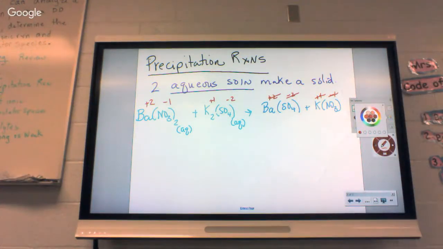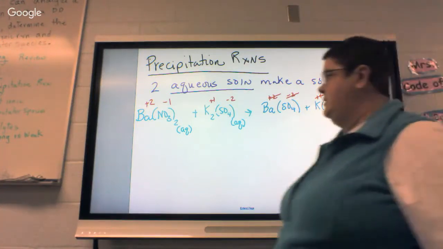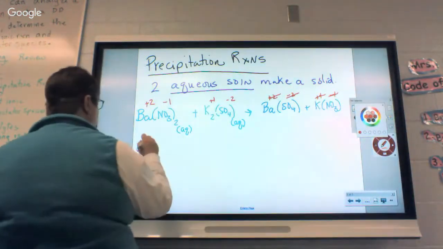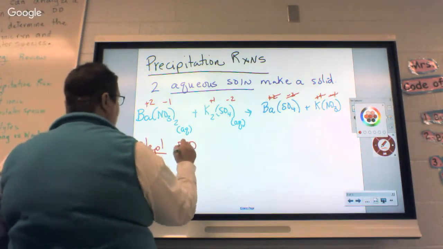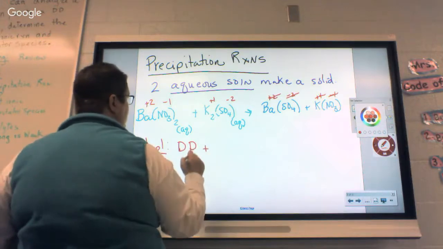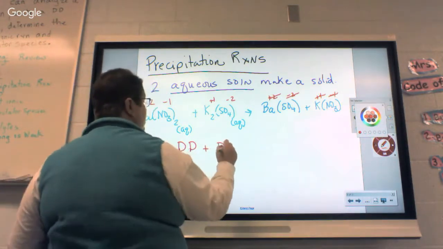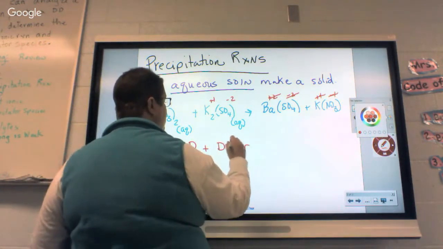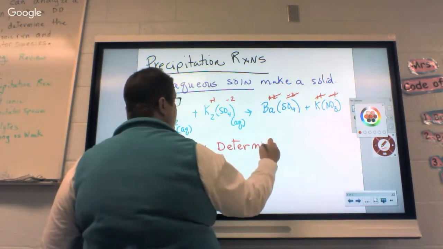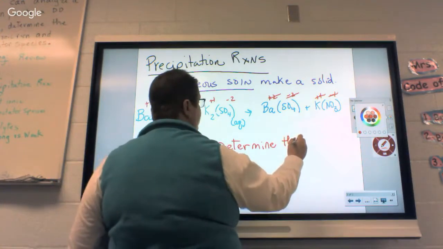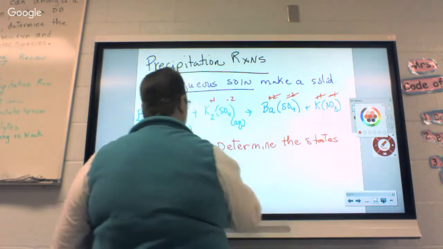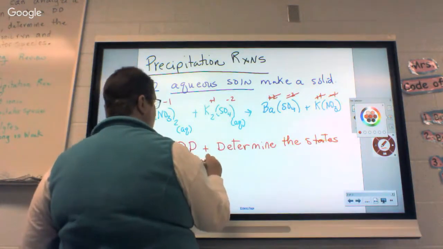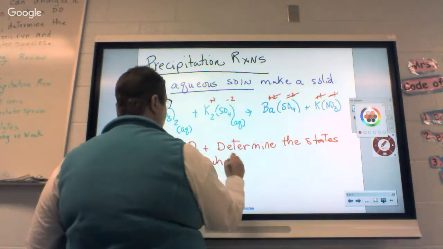All right, so when we wrote this step down before break, I said step 1 was to double displace, and what's the new piece? I said, what is the new piece? Okay, determine the state of each product.